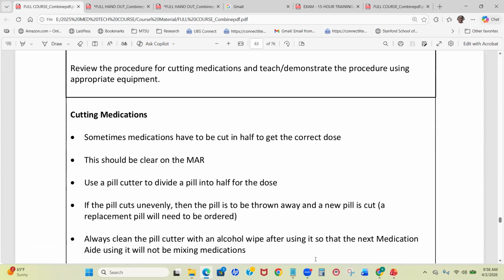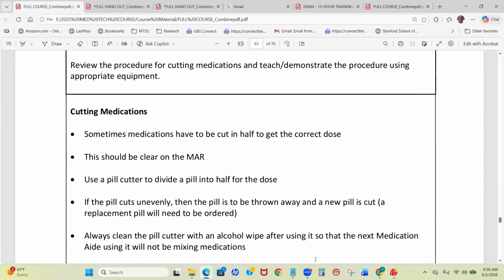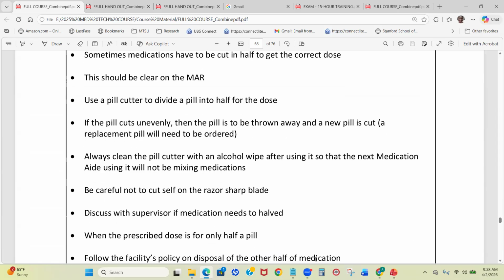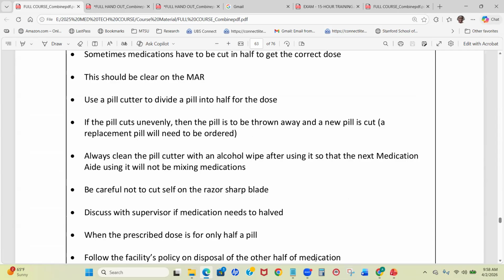All right. So you need to understand cutting medication. Sometimes medications have to be cut in half to get the correct dose. This should be clear on your MAR. So always make sure that your med cart has the pill cutter, where you'll be able to divide it into equal halves. If your pill gets cut in uneven pieces, you have to throw it out and get another one.